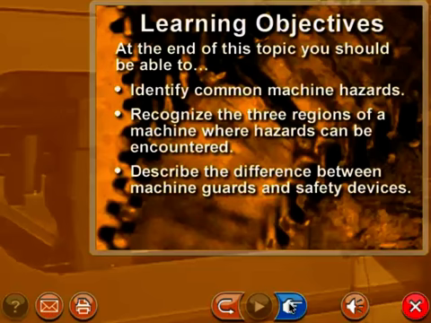At the end of this topic, you should be able to identify common machine hazards, recognize the 3 regions of a machine where hazards can be encountered, and describe the difference between machine guards and safety devices.